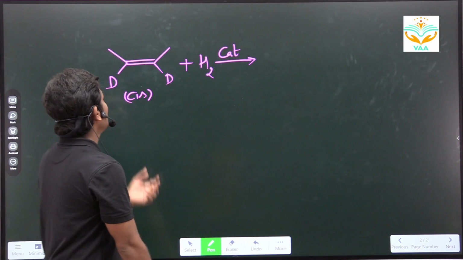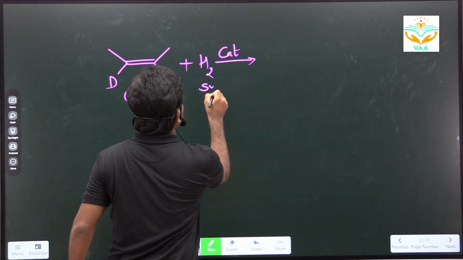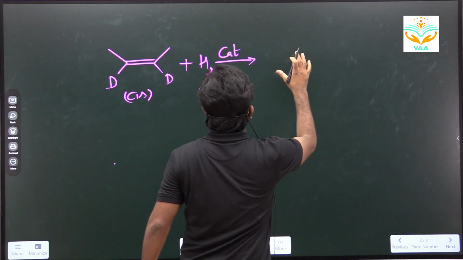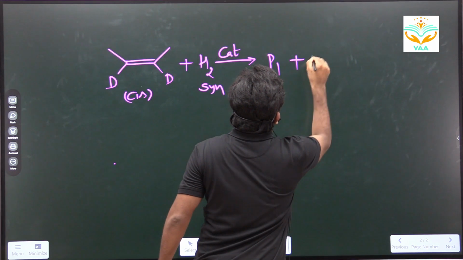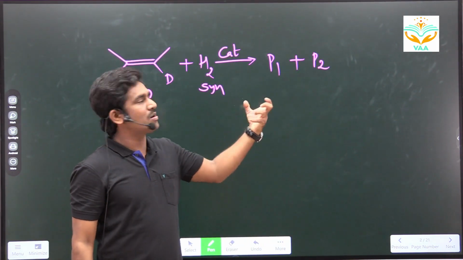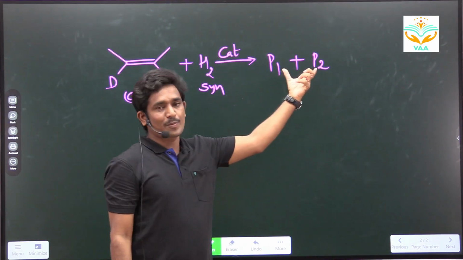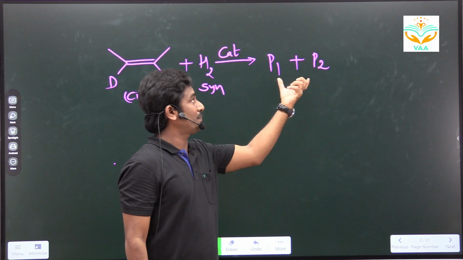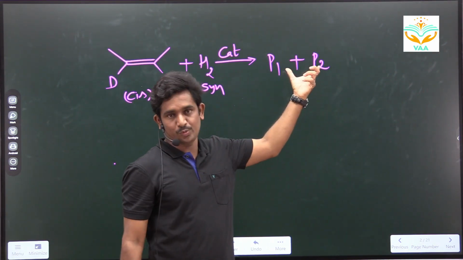Okay, right. The cis alkene, and we are adding hydrogen gas. It is a syn addition reaction. Okay. So what is the product? What are the products? You will get two products, and in examination, how will they ask this reaction? So in this reaction, what are the final products and what is the relationship between them? What is the relationship between these two?